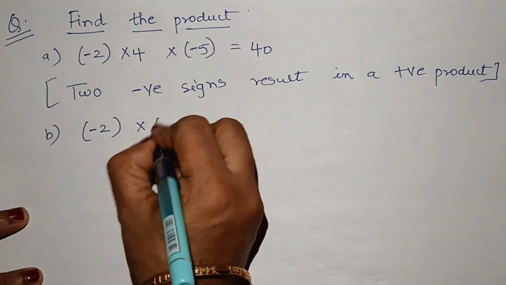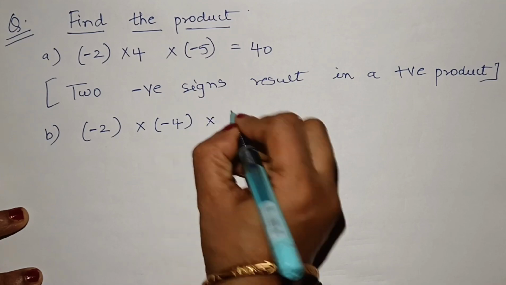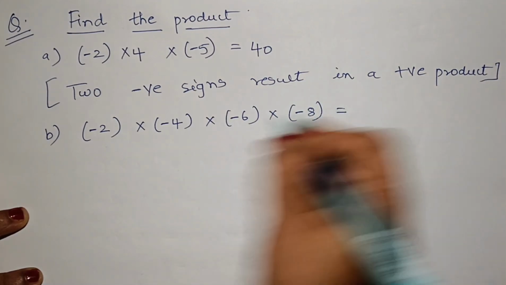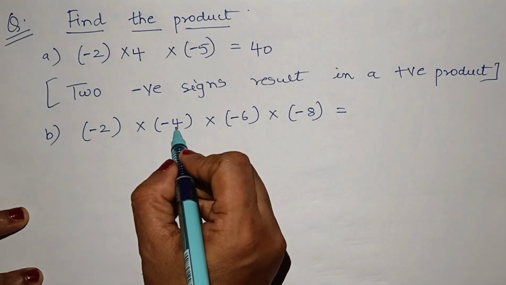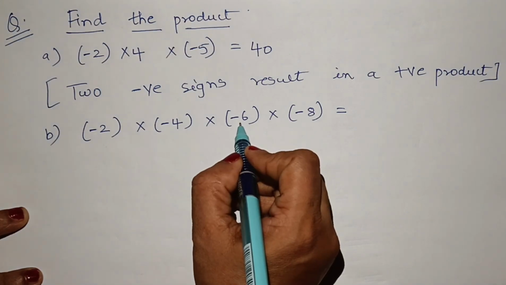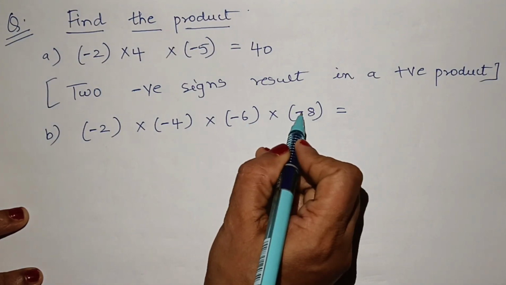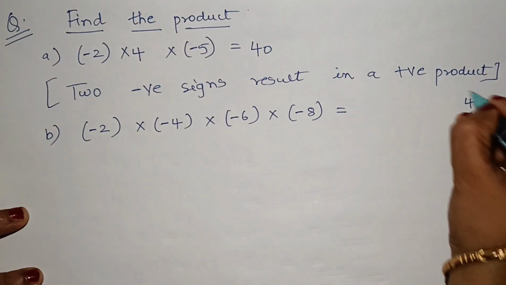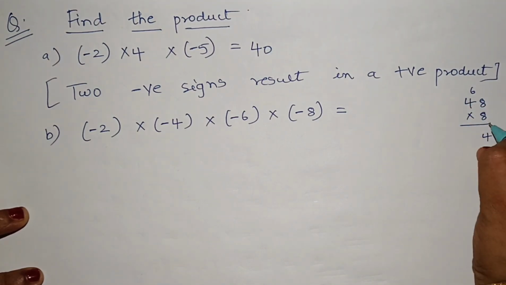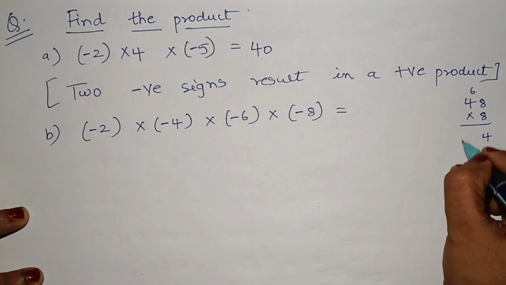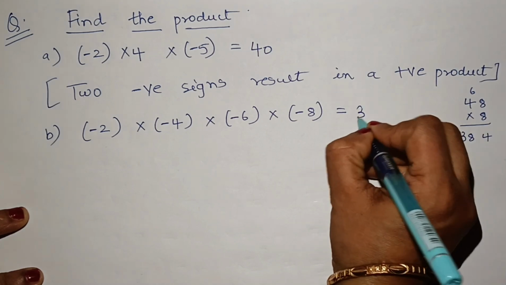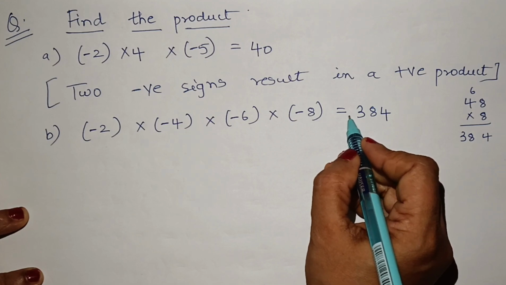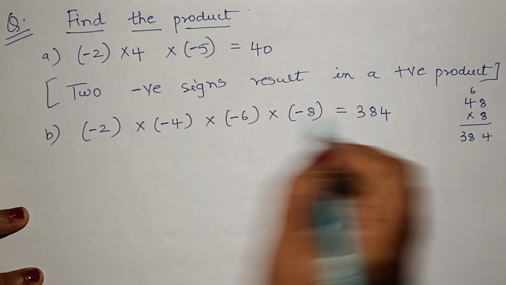Minus 2 into minus 4 into minus 6 into minus 8. 2 4s are 8. 8 6s are 48. 48 into 8. So just multiply and see. 8 8s are 64. 4 8s are 32. 384. Now how to assign the sign? Whether the sign will be positive or negative.